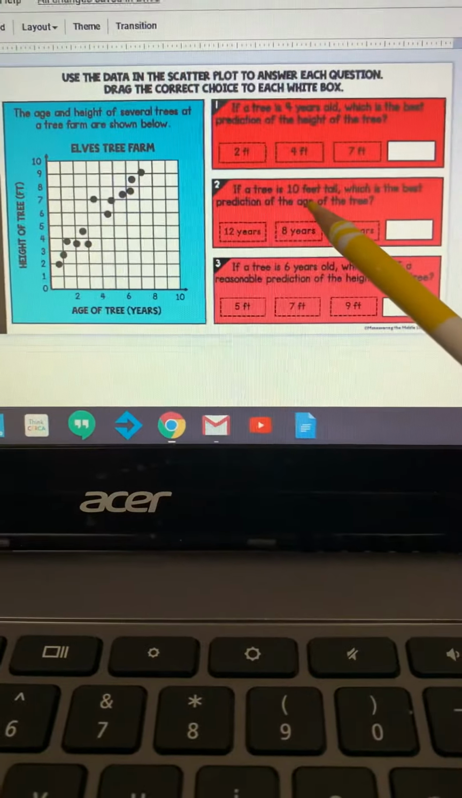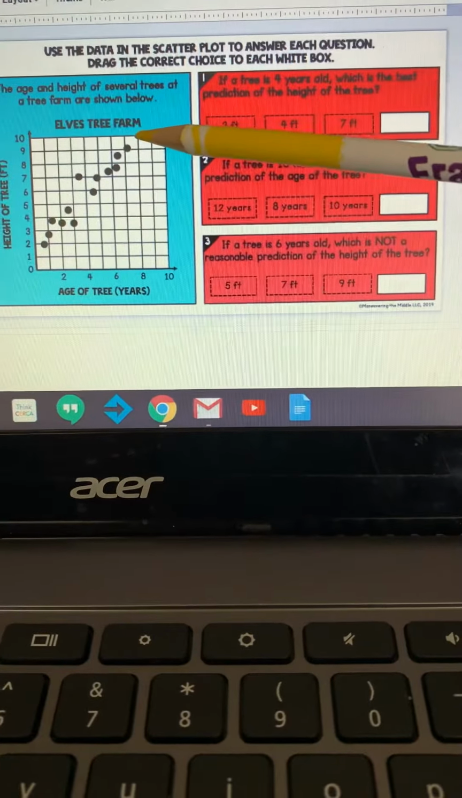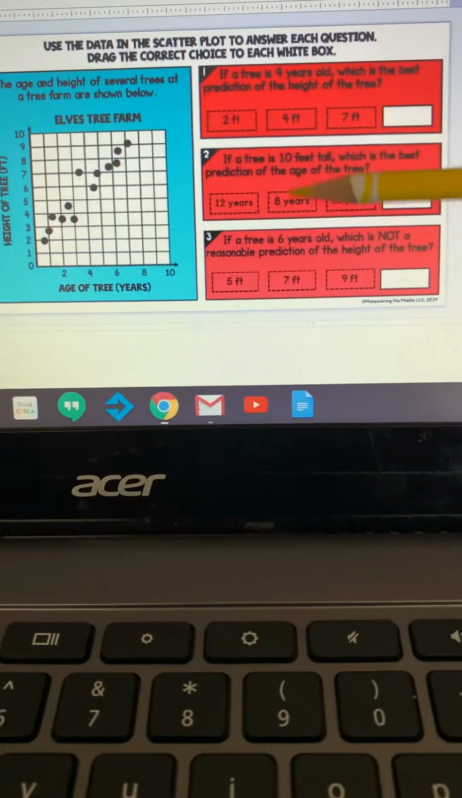This one says if a tree is 10 feet tall, how old might it be? So 10 feet tall is over here. So I would go over here. I would say 8. So that's probably your best choice.